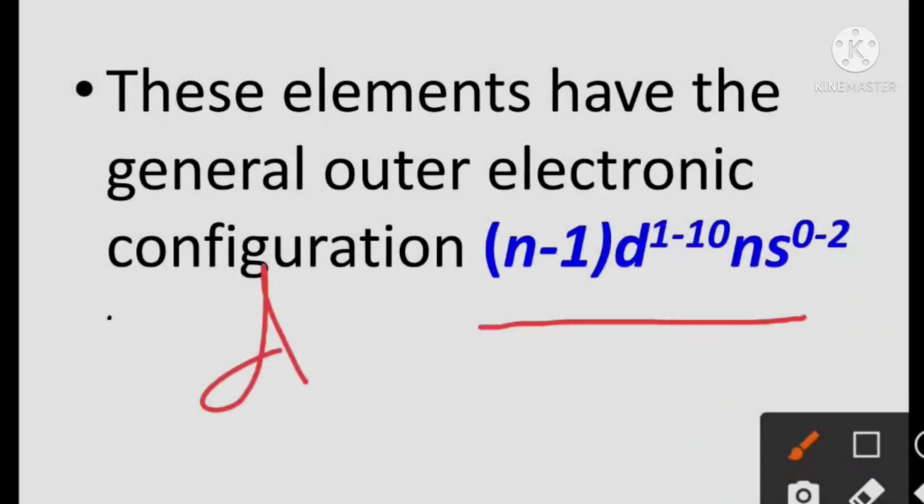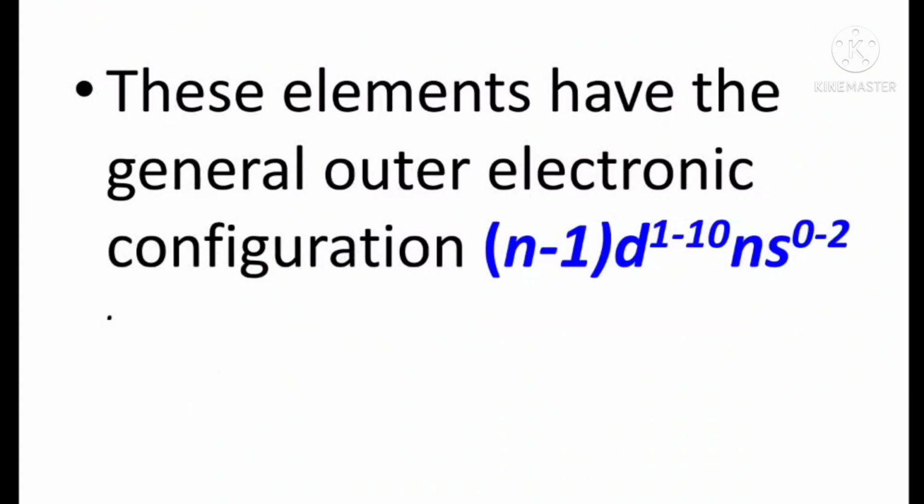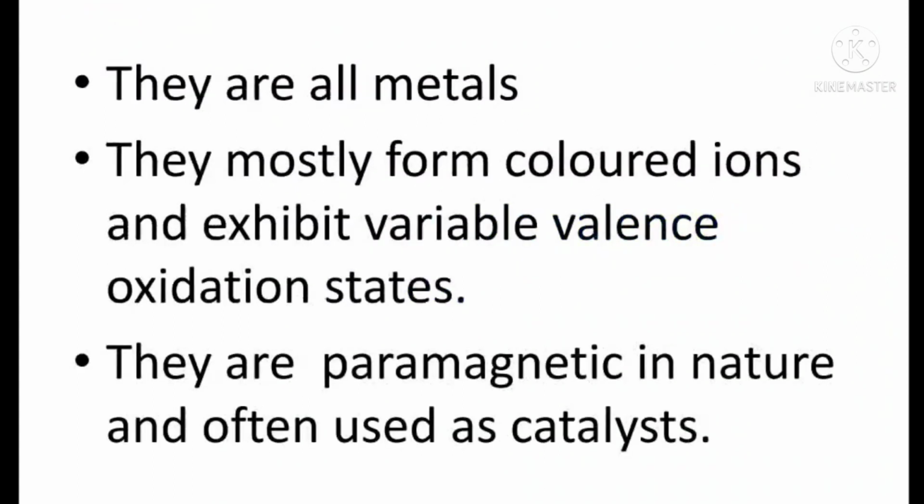We studied the general outermost electronic configuration of S block elements, that is ns1 to 2. We discussed the general outermost electronic configuration of P block elements, that is ns2 np1 to 6. Now we are discussing the general outermost electronic configuration of D block elements, that is (n-1)d1 to 10 ns0 to 2.